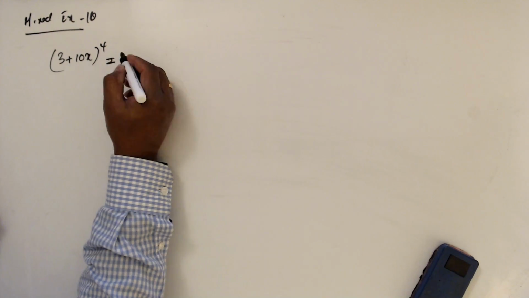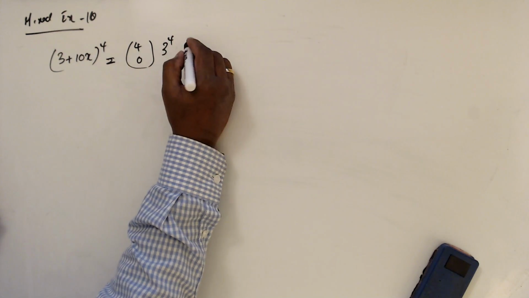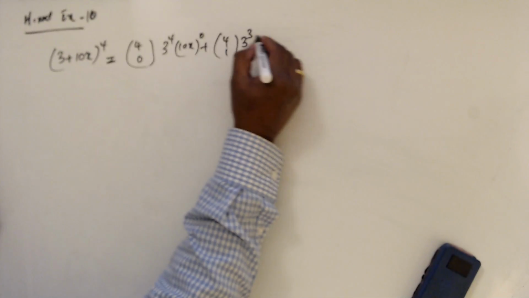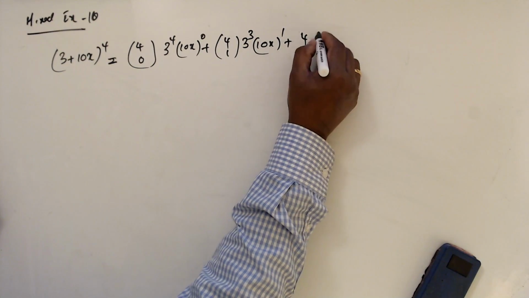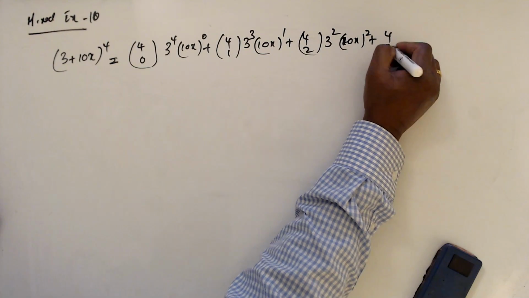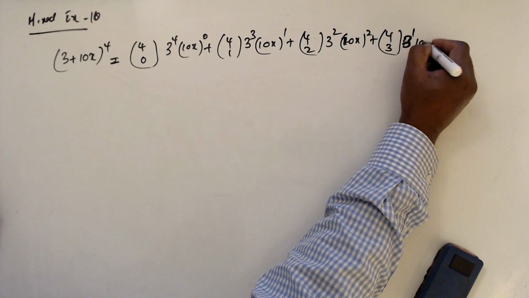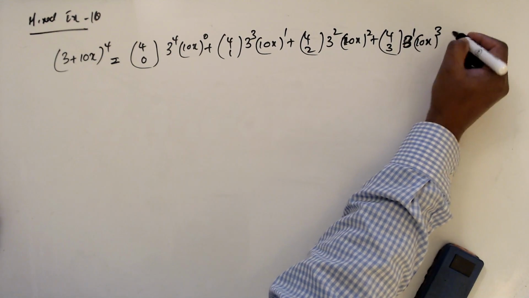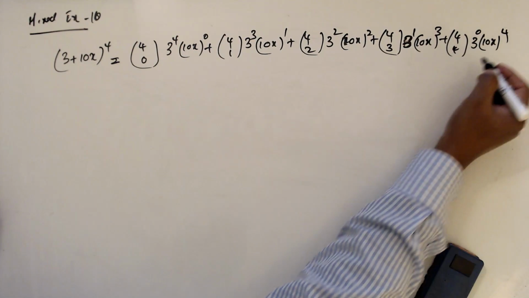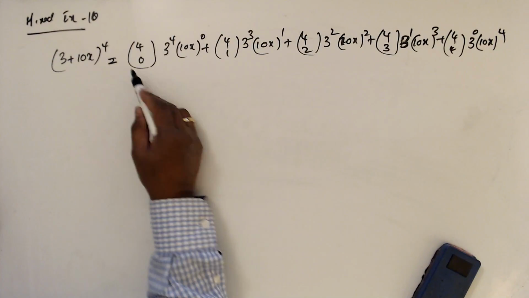Question number 10. So we have to expand this one. Write out the binomial coefficients for (3 + 10x)^4 term by term: 4C0, 3^4, 10x^0; 4C1, 3^3, 10x^1; 4C2, 3^2, 10x^2; 4C3, 3, 10x^3; and 4C4, 3^0, 10x^4.